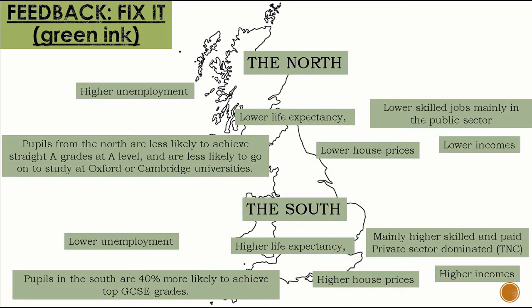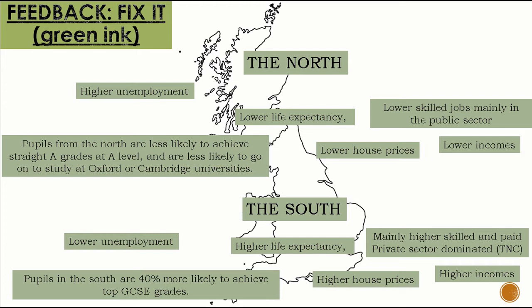Okay, I'm just going to pop on the next slide now. So I've summarised this in green pen for you. So your north: higher unemployment, lower life expectancies, lower skilled jobs, mainly in the public sector. So the public sector means jobs that are working for the government. So they're paid through the government. So these tend to be much lower pay than our private sector transnational company jobs.